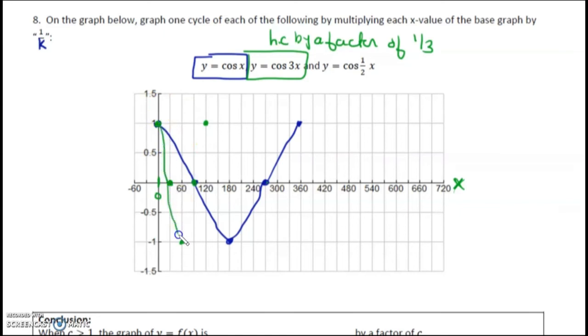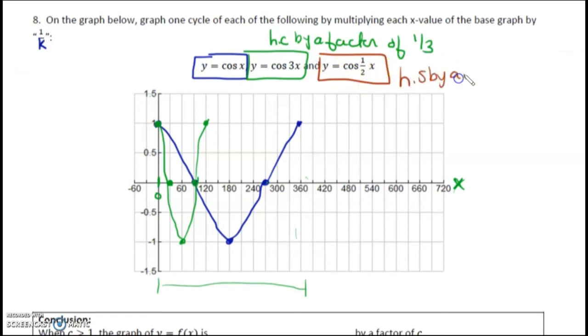Okay, so we took the period, originally 360, and we cut it into 3. So essentially what's happening here is there are going to be 3 up and downs within where one period should have been of the original. And the last one is going to be a horizontal stretch by a factor of 2.